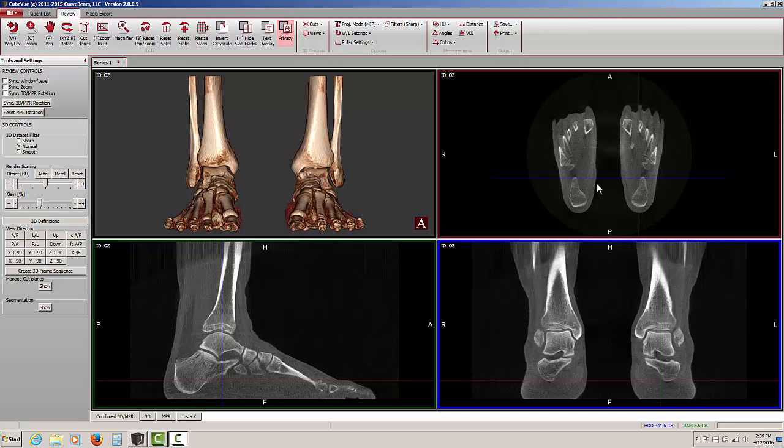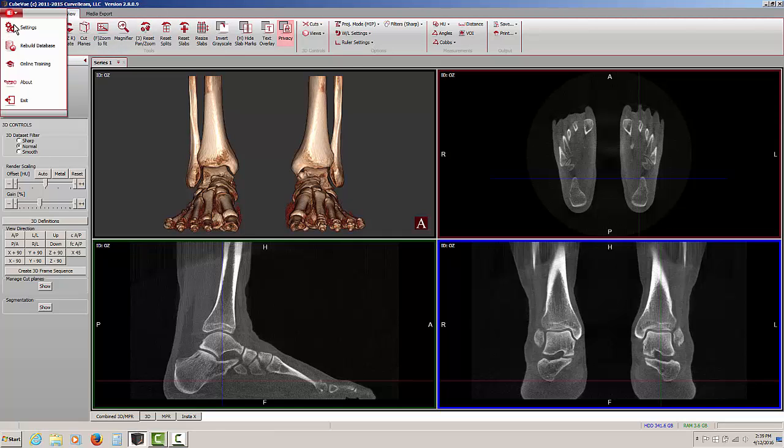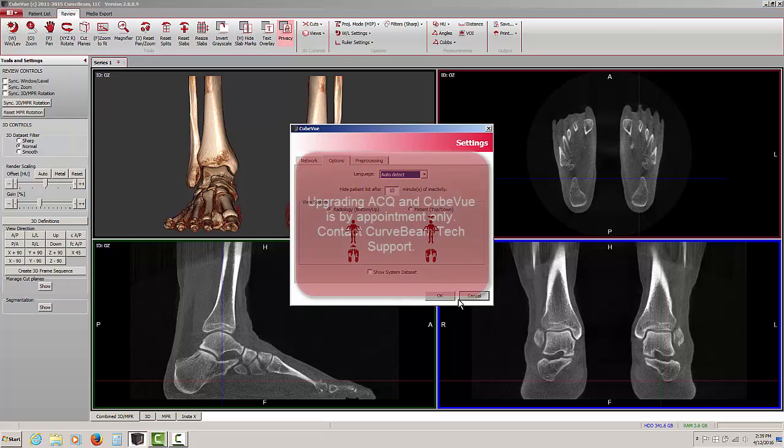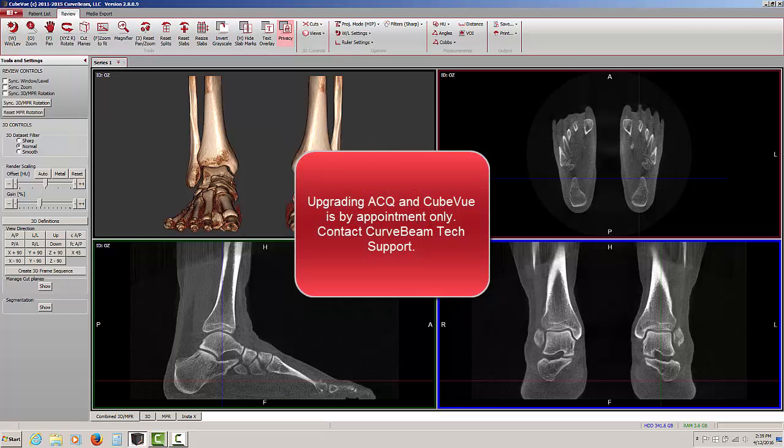You also have the ability to switch between patient-centric view, where you're looking from the top down at your feet, in which your left is the patient's left and your right is the patient's right, or as shown here, the radiographic view, where you're looking from the bottom of the patient up, and that setting can be changed under System, Settings, and Options. To upgrade to version 2809 and also Acquisition Software 6.0, if you're not running at those versions already, please contact CurveBeam Technical Support.